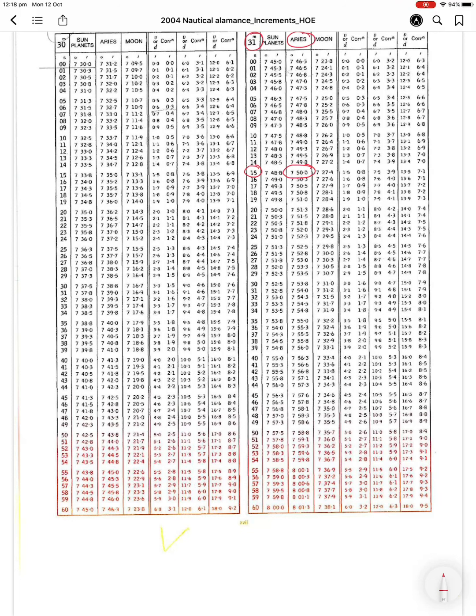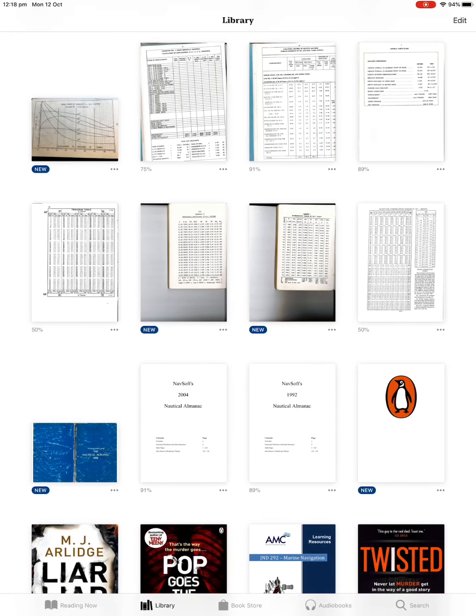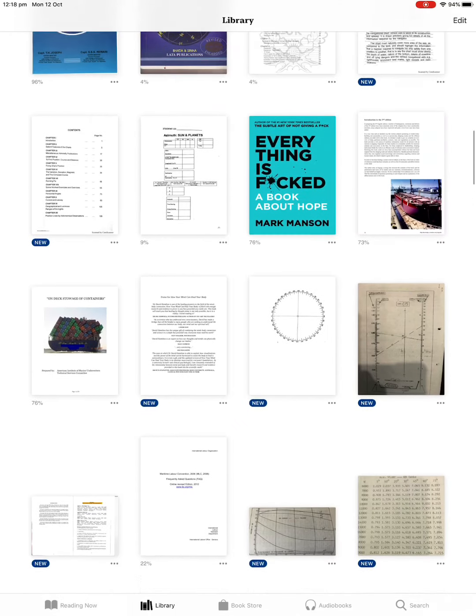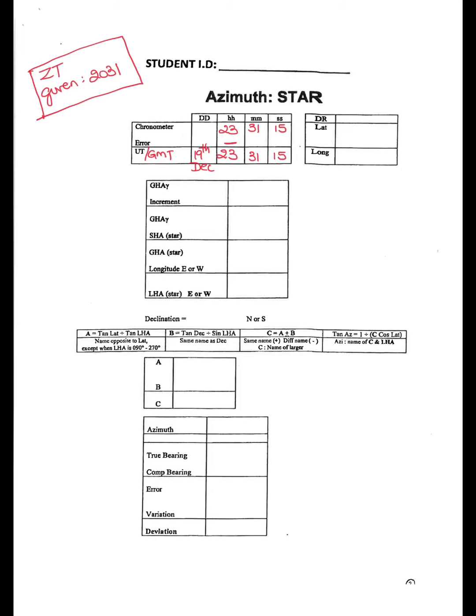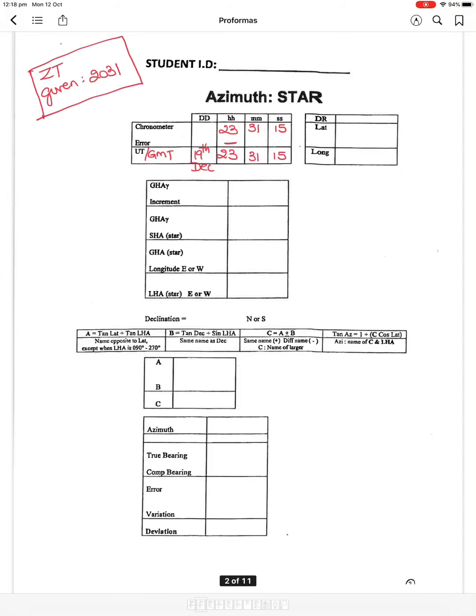So now I have got all the values I need. I've got the GHA Aries, I've got SHA star, I've got declination of star, I've got increment as well. I can now go into the proforma and start filling it up as required by the values I have got. So let me start with GHA Aries here.